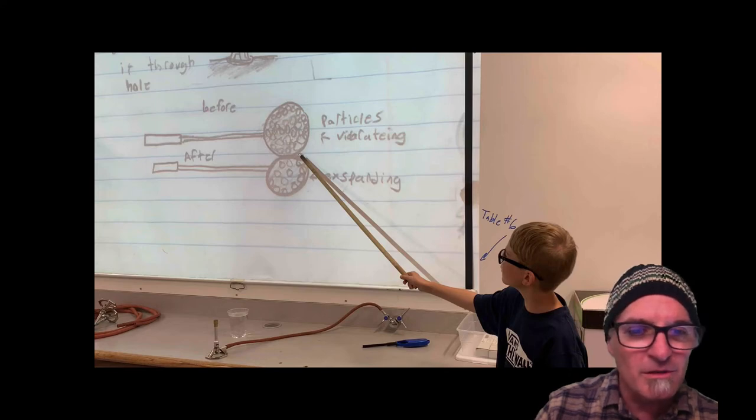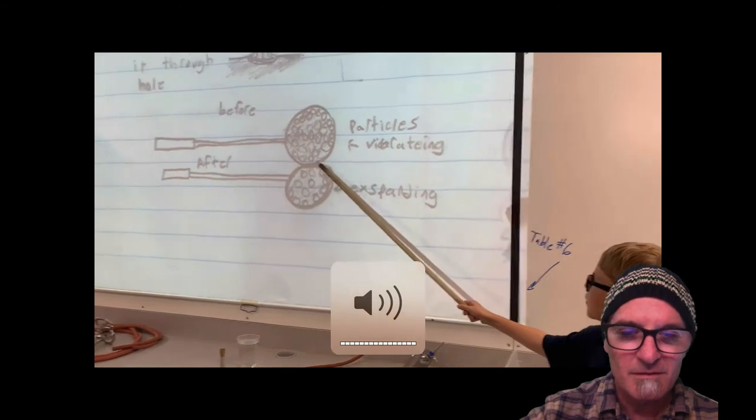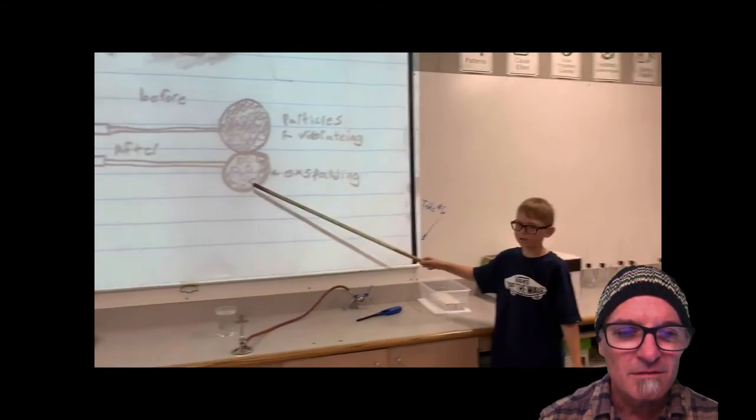Let's hear what this student has to say. So you're vibrating, and then when you put it above the Bunsen burner, the particles gain thermal energy, and they spread out, and they made it just like a teeny bit bigger.